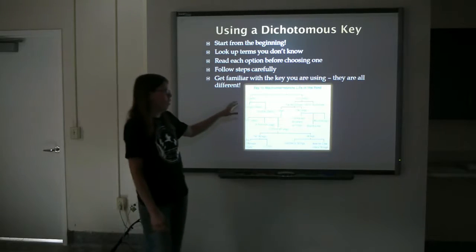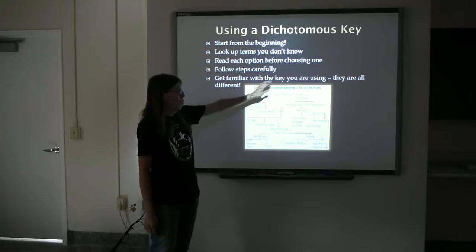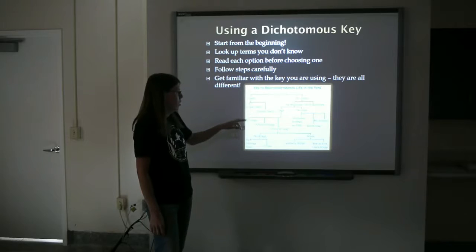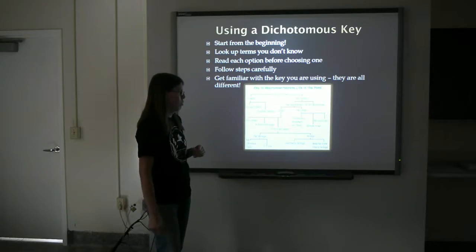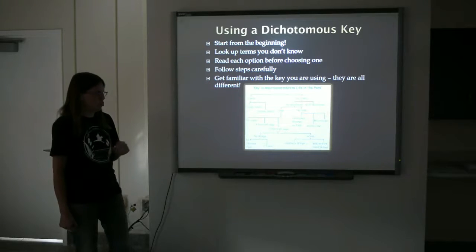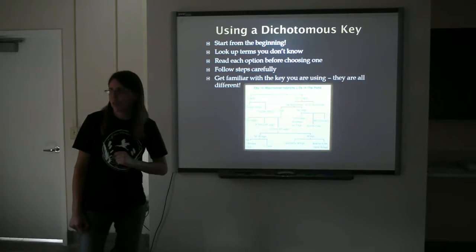If you've not used a dichotomous key before, typically you'll start in one spot, you'll have two options to work with. You choose the one that fits the most, and then from there you'll go to two more options, and keep reading each one closely and following the directions, and you'll normally get to what you're looking for.